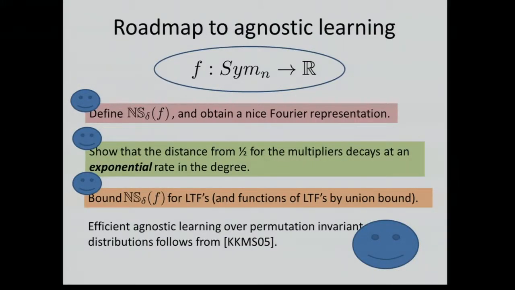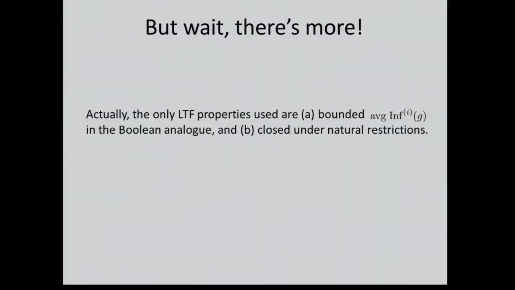And so that's all 3 steps. And so if we do the same arguments that have been around since KKMS 05, once we have these 3 steps, then we can have efficient agnostic learning. But our setting here is the symmetric group, which we saw implies that we can do permutation invariant distributions. And so there's just one final slide here.